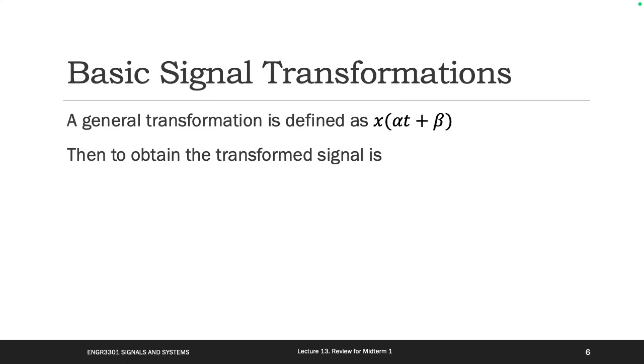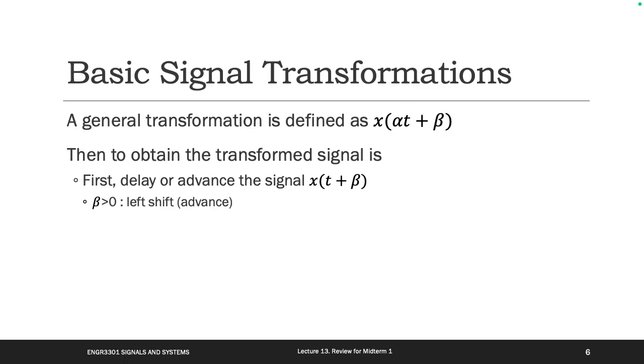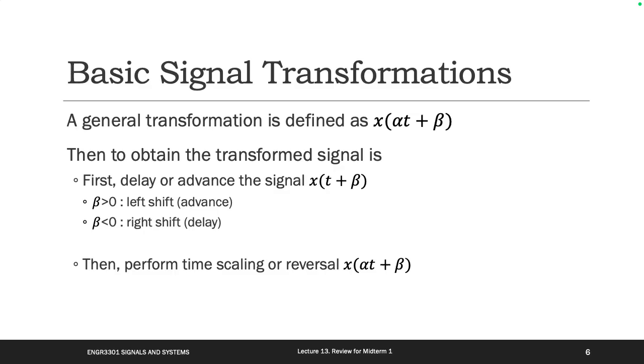Just remember, do the shift first. First delay or advance the signal, like do the shift. If beta is greater than 0, it's a left shift. If it is smaller than 0, it will be a right shift. That makes sense here? Then perform time scaling or reversal. If the absolute value of alpha is greater than 1, it will shrink. If it's smaller than 1, it will be expanded. Any questions so far?